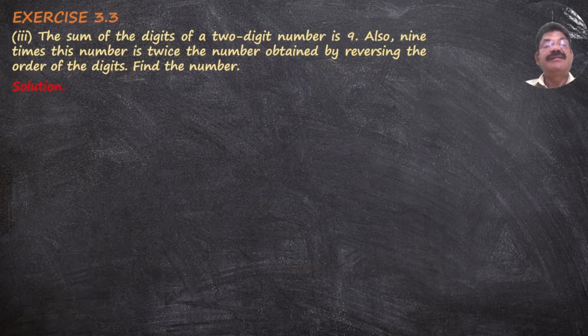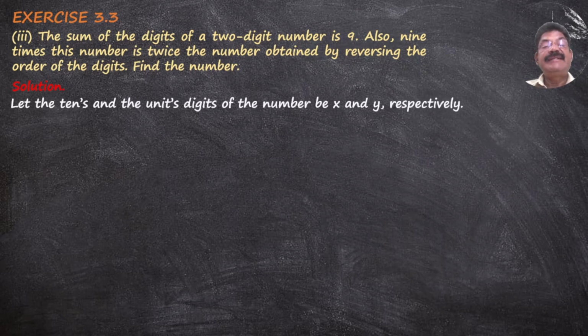Third sum. The sum of the digits of a two-digit number is 9. Also, 9 times this number is twice the number obtained by reversing the order of the digits. Find the number. So, you read the problem carefully. I take x as the tens digit and y as the unit digit of the required number.